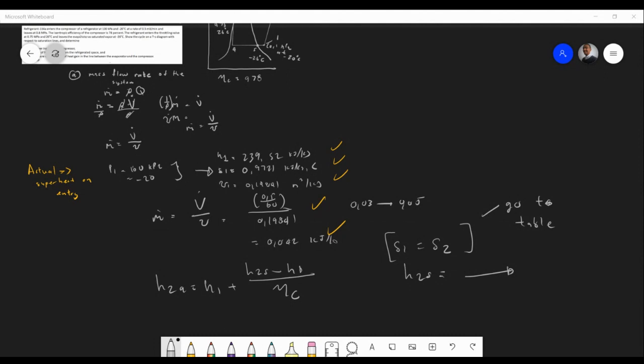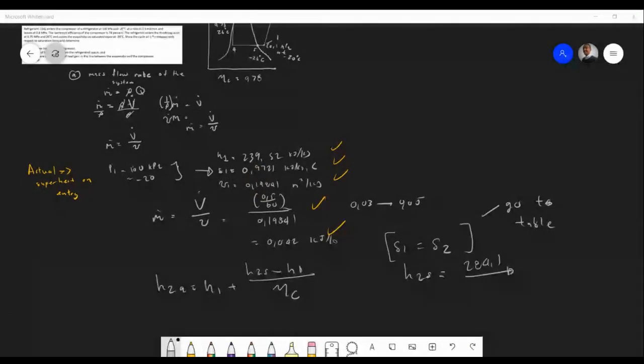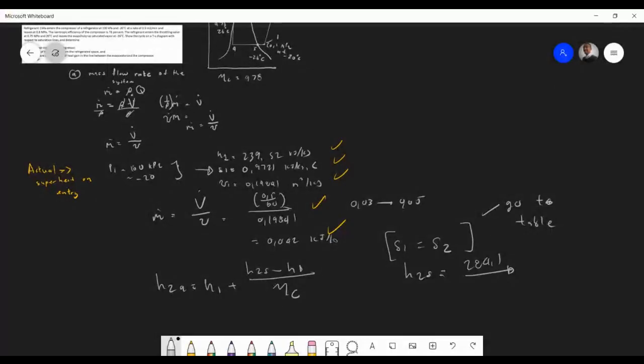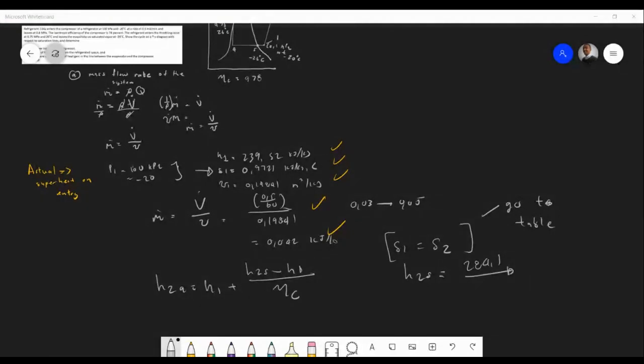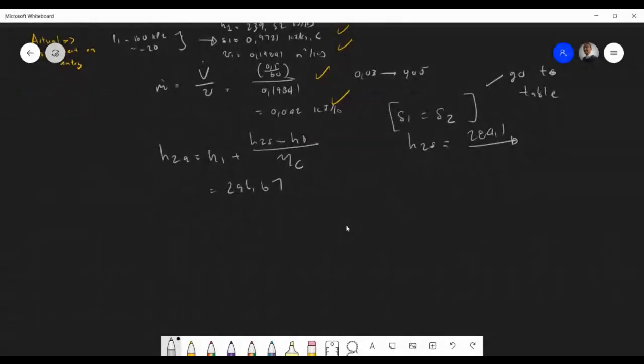Yeah, it's 284.81 and 296 at least. Yeah, this man's gonna kill this section. And you should get 284 point, what's his value? H2A is, what's it now? 296. Have a look. 296.67. 296.67. Okay. Kilojoules per kilogram.